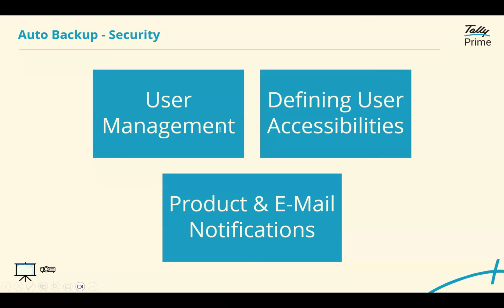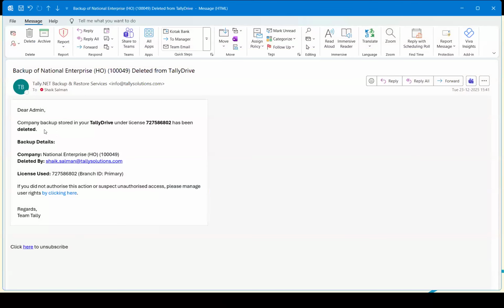Yes. So now you can see here, I have got a mail saying that dear admin, company backup stored in your TallyDrive under the license has been deleted. This is the company name deleted by so and so user and which license. So everything for every initiative, whatever you do on the TallyDrive, you will get a mail. The user, the admin will get a mail, right?